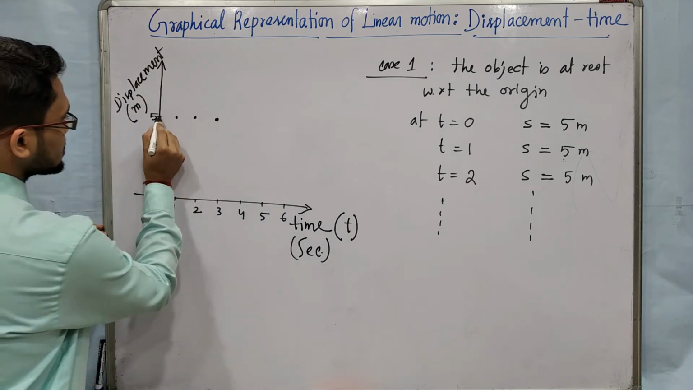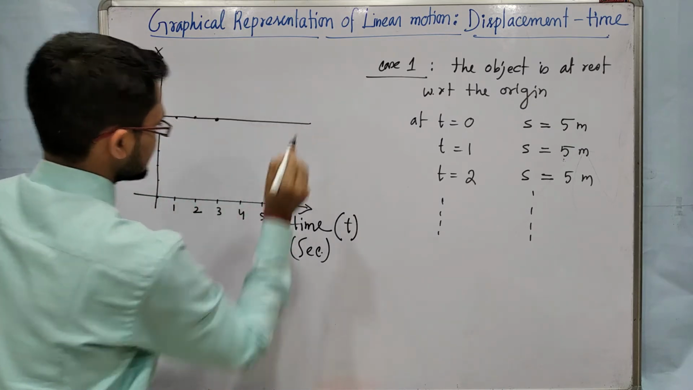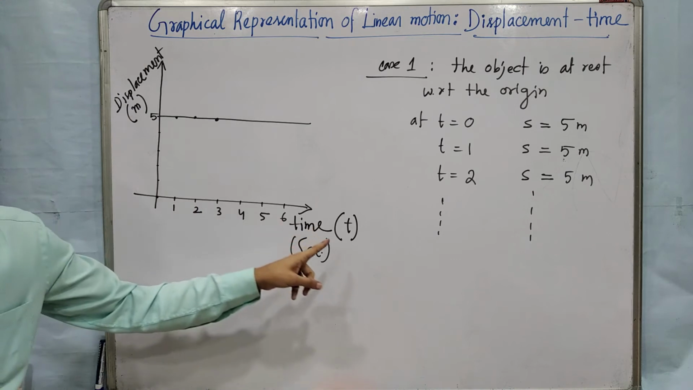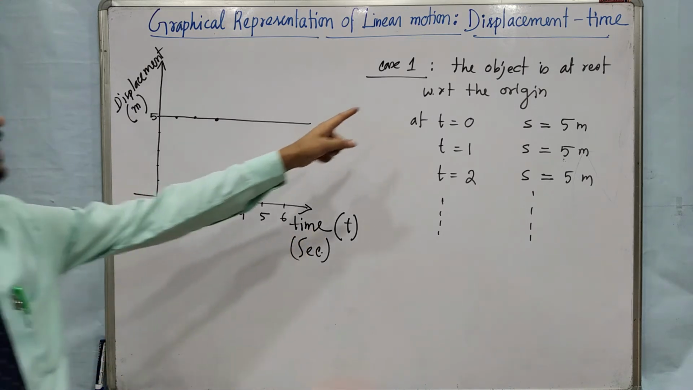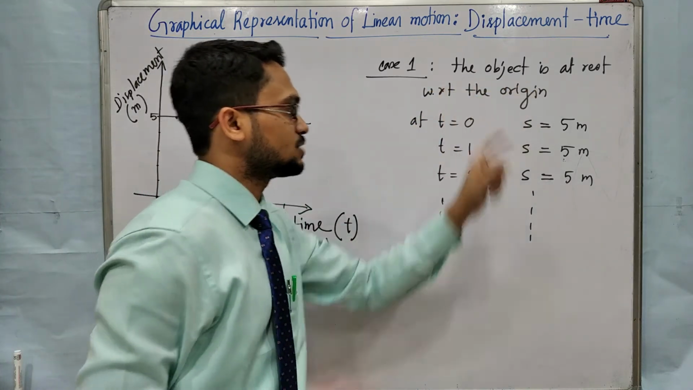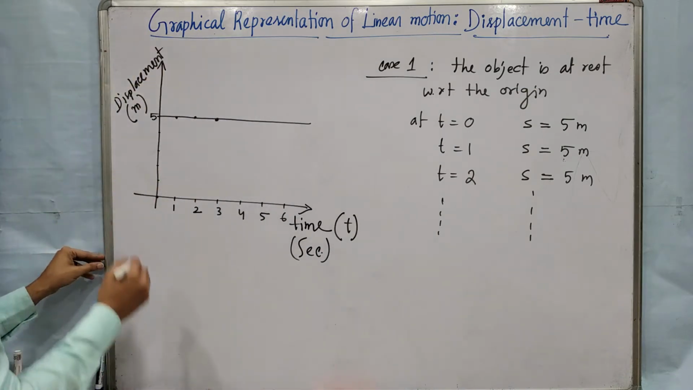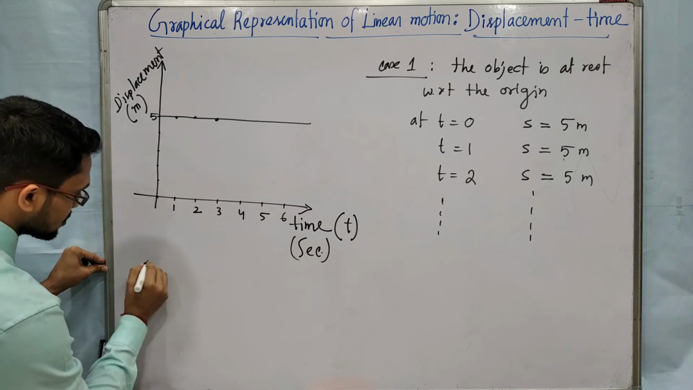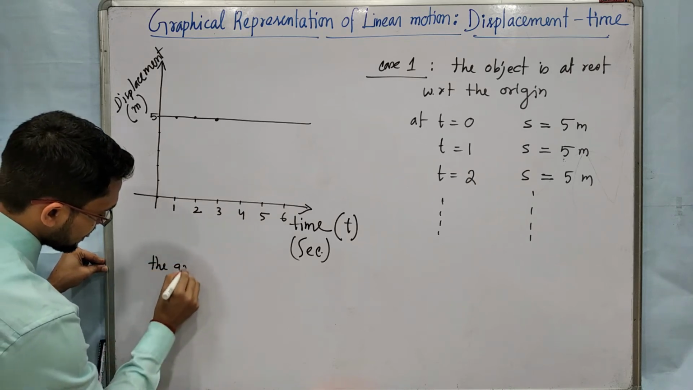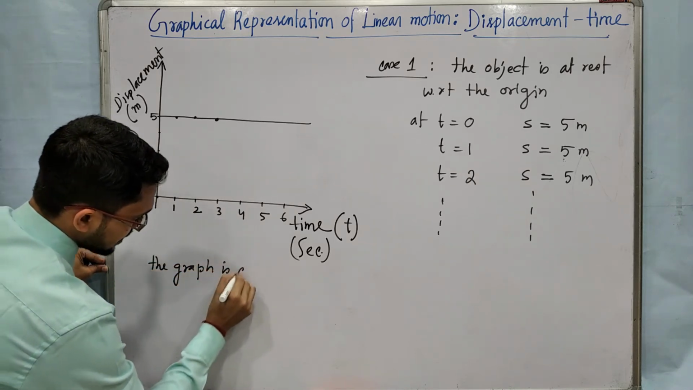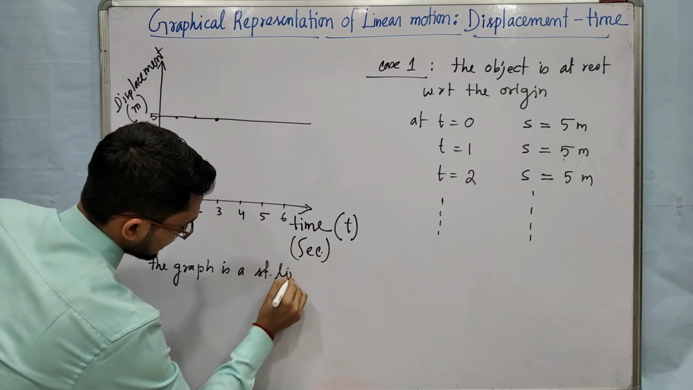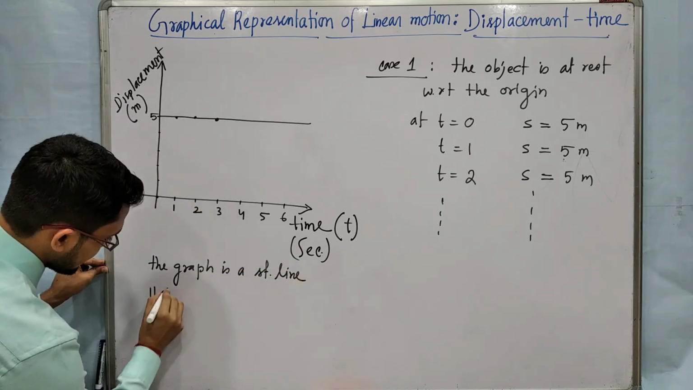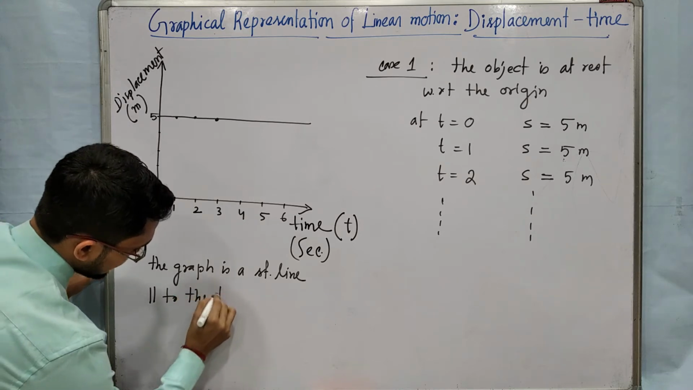If you join these points, you will get a straight line which is parallel to the time axis. So if an object is at rest with respect to the origin, the graph will look like this. How will you express it? The graph is a straight line parallel to the time axis.